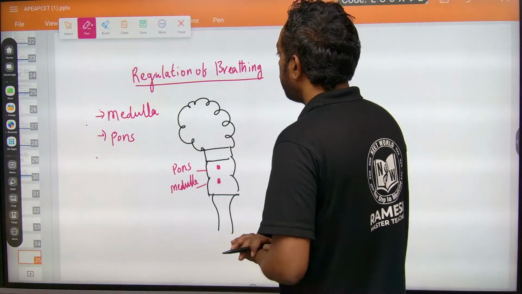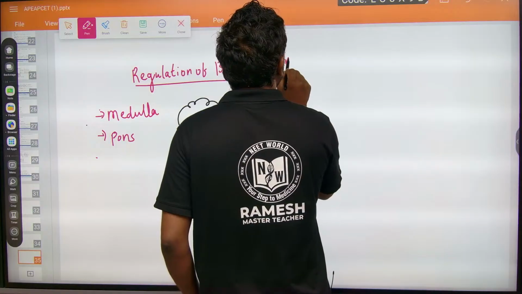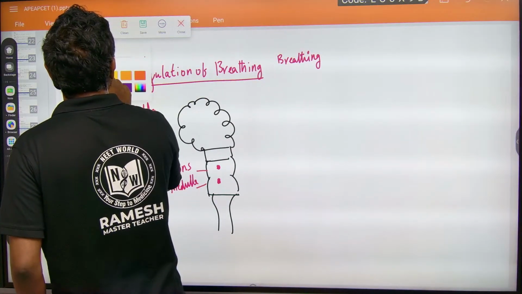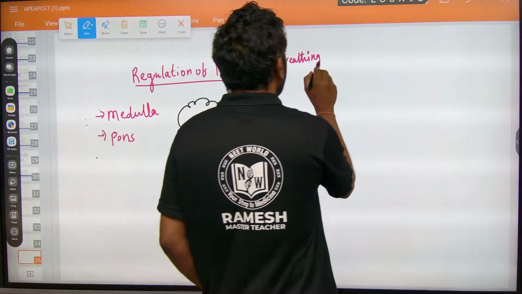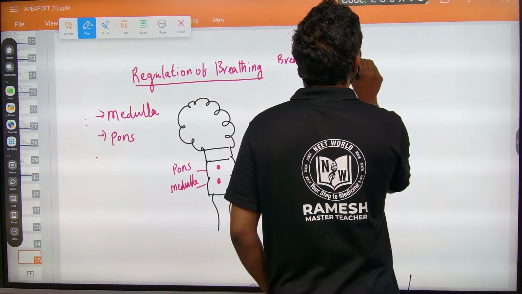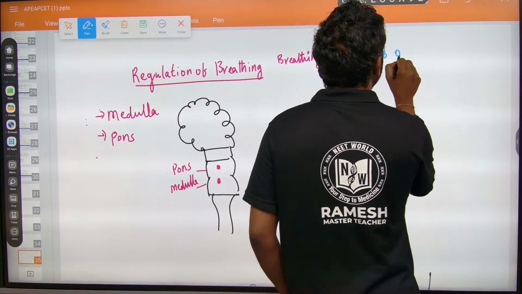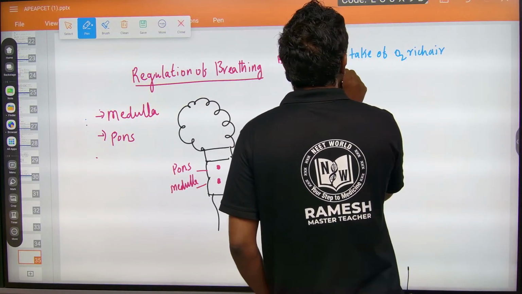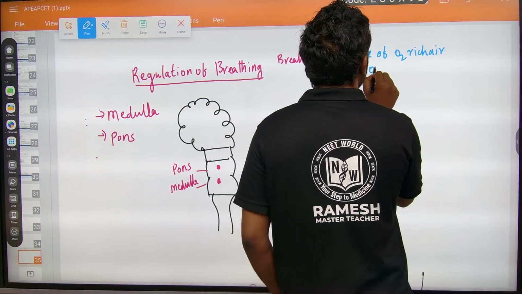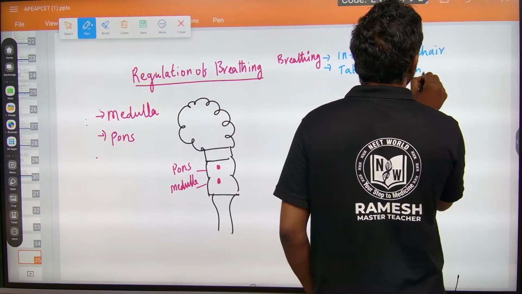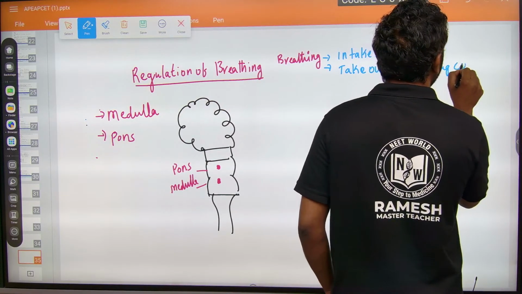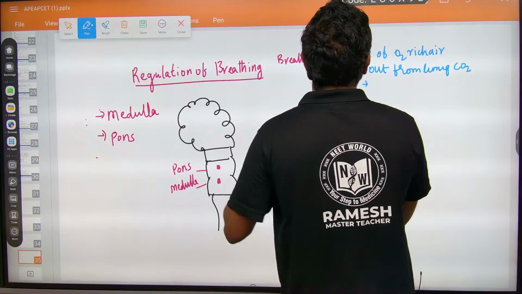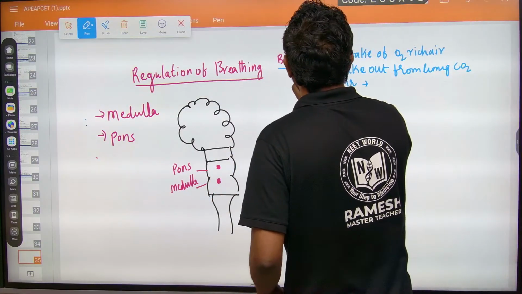So what is breathing? First, intake of oxygen-rich air, and taking out CO2-rich air from the lungs. This is about breathing. Who can regulate it?